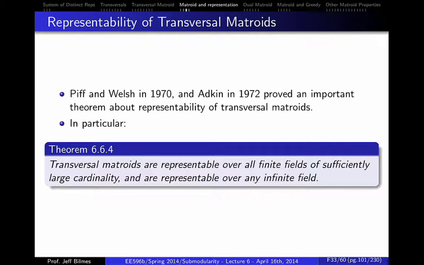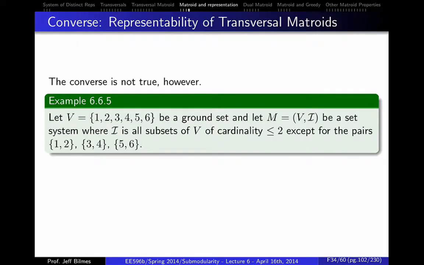So that basically means that with transversals, you're not really leaving the space of matrices. So what do you think now? Do you think that all matroids are representable? So transversals are representable. The converse is not true. Here's, for example, a very small matroid. Its ground set has size 6, and the independent sets are all subsets of cardinality 2 except for the pairs {1,2}, {3,4}, and {5,6}.